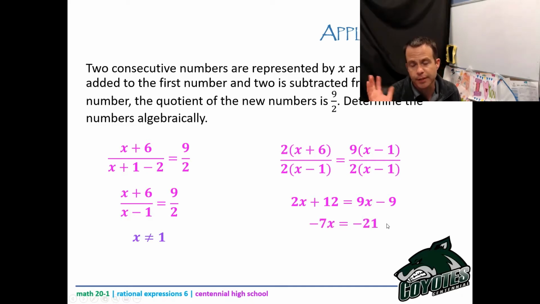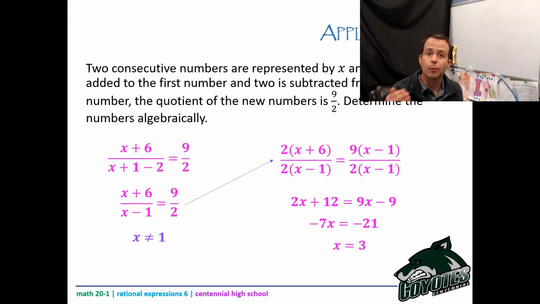I did it the other way. It doesn't really matter. I get negative 7x equals negative 21 instead of 21 equals 7x. Doesn't matter either way. You're going to divide and get x by itself, and you get x equals 3. Make sure that what you receive as your answer is not an NPV, and it's not. We're good.